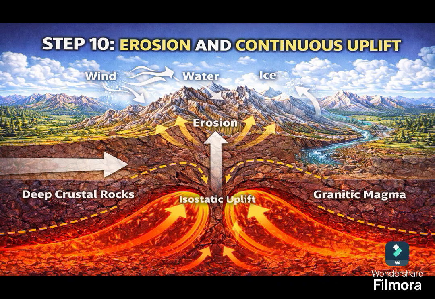This is how massive mountain ranges like the Himalayas are formed, through collision, compression, uplift, and erosion over millions of years.